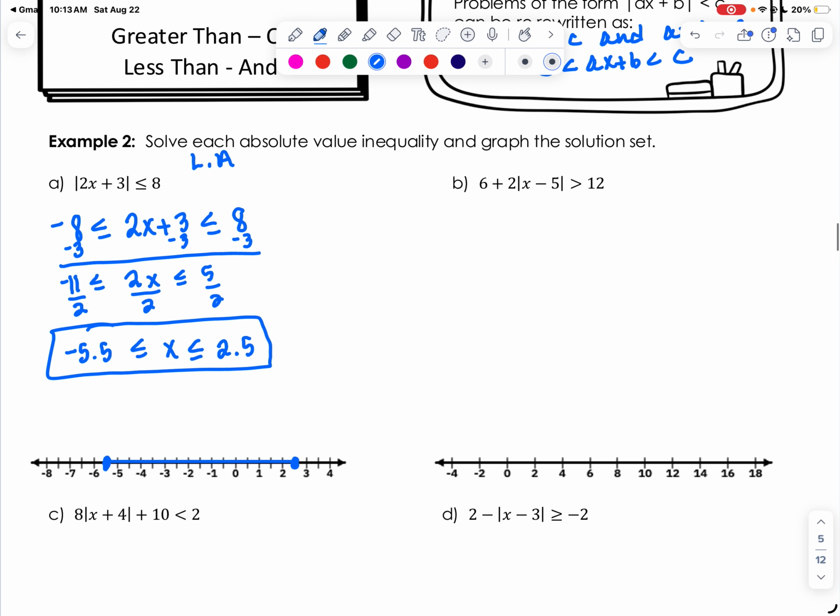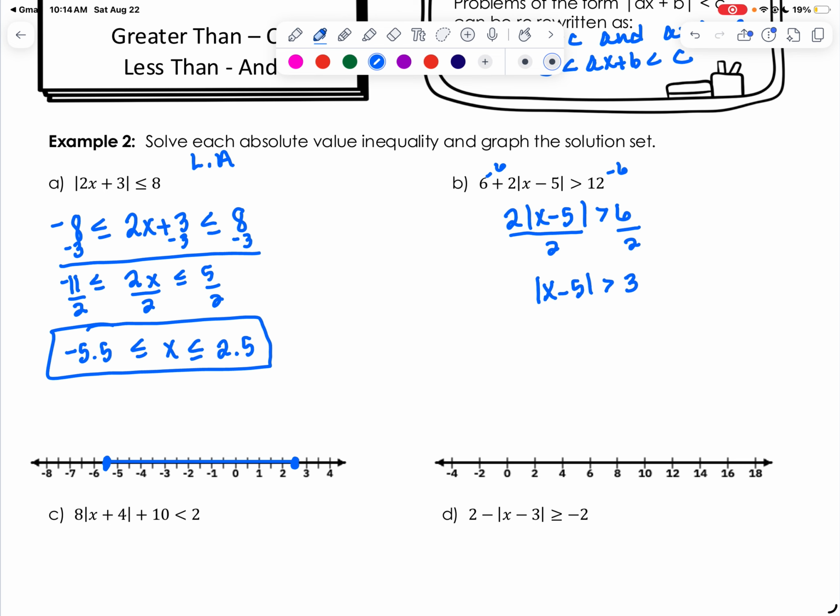All right, problem B. 6 plus 2 times the absolute value of x minus 5 is greater than 12. Now, notice on this problem, our absolute value expression, this x minus 5, has not been isolated. So before we can solve it, we need to isolate that expression. So I'll start by subtracting 6 from both sides, and that will give me 2 times the absolute value of x minus 5 is greater than 6. Now we'll divide both sides by 2 to get the absolute value of x minus 5 is greater than 3.